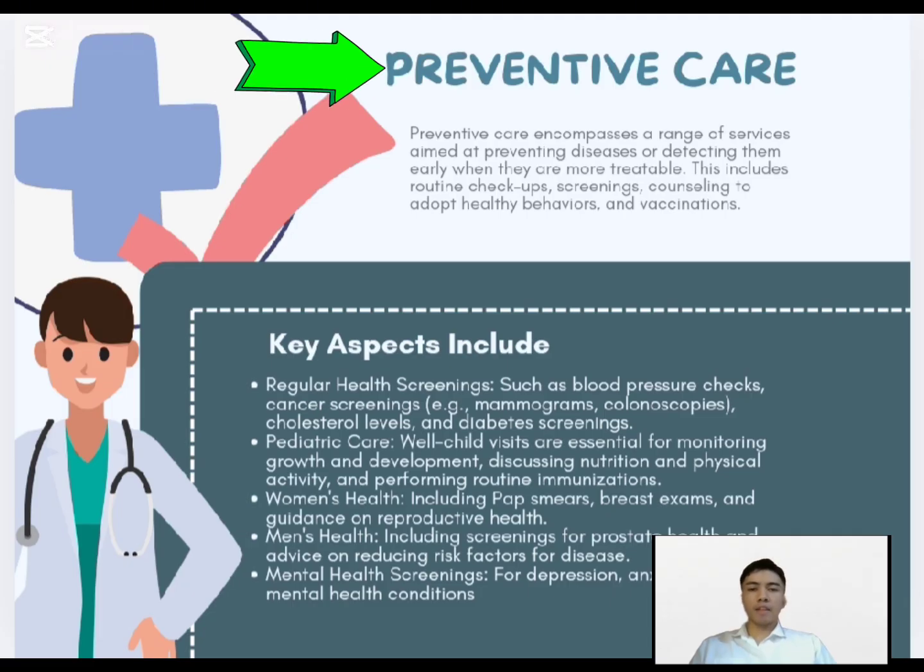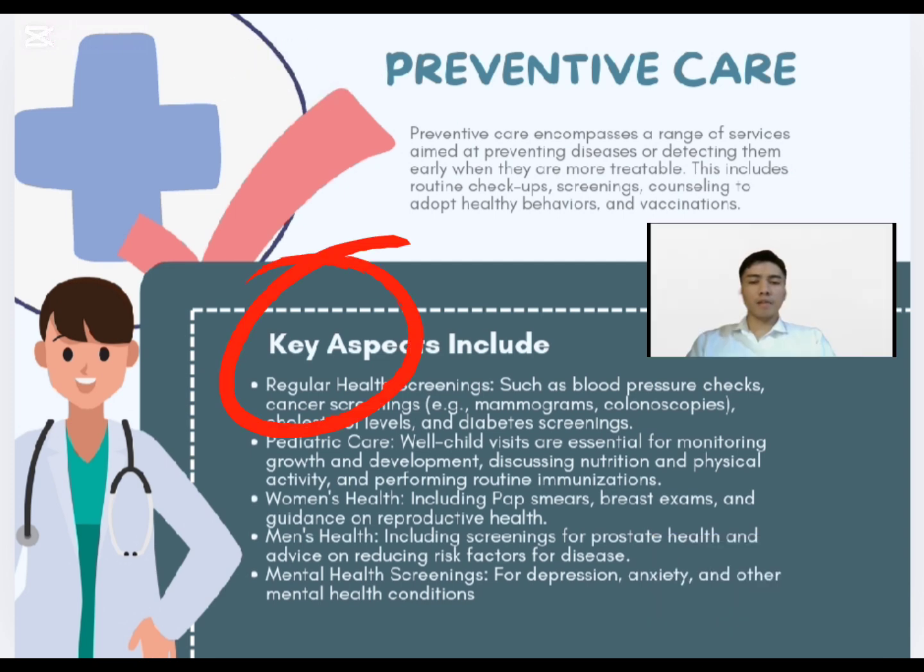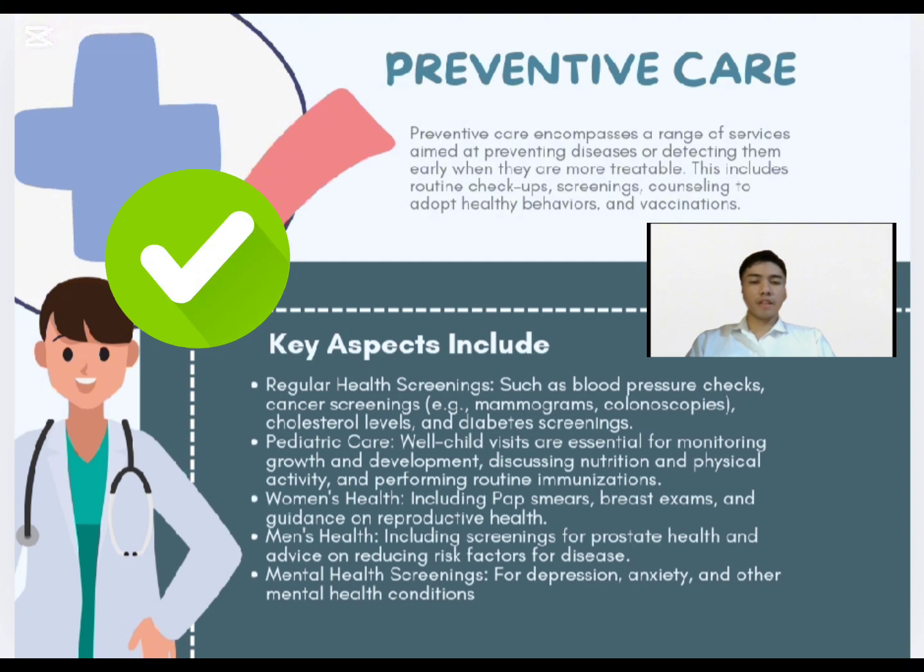Preventive care. Preventive care encompasses a range of services aimed at preventing diseases or detecting them early when they are more treatable. This includes routine checkups, screenings, counseling to adopt healthy behavior, and vaccinations. Key aspects include regular health screenings such as blood pressure checks, cancer screenings, for example, mammograms and colonoscopies, cholesterol levels, and diabetes screenings.